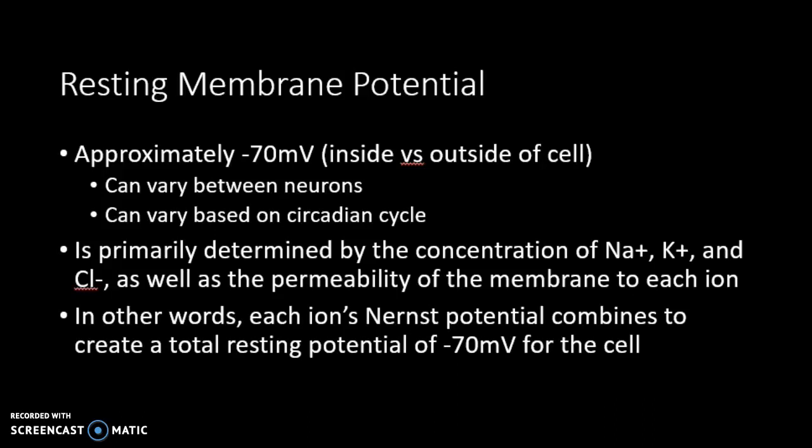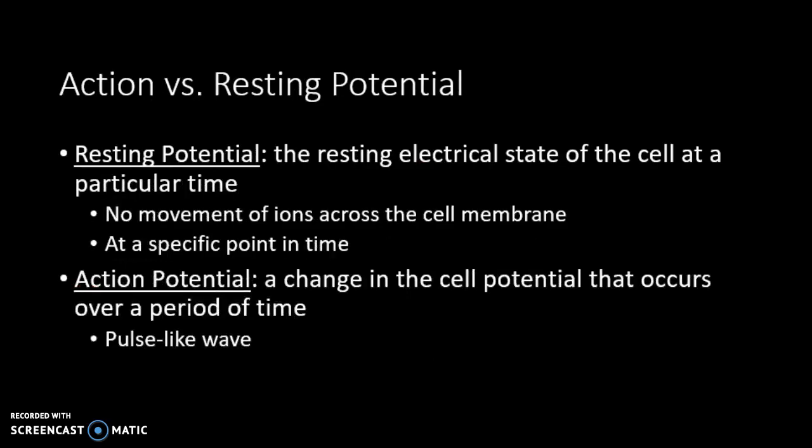So, as we go through these next few slides to wrap up this lecture, basically we got a little bit cut off, but in other words, each ion's Nernst potential combines to create a total resting potential of negative 70 millivolts. Then when an action potential comes, we depolarize the cell and cause another action potential. So resting potential is the resting electrical state of the cell at a particular time, so no movement of ions across the cell membrane at a specific point in time. A change in the cell potential that occurs over a period of time would be an action potential, like a pulse wave.